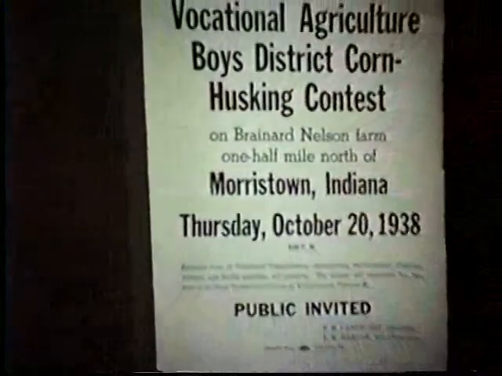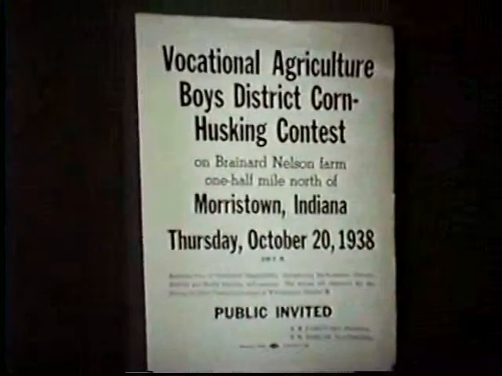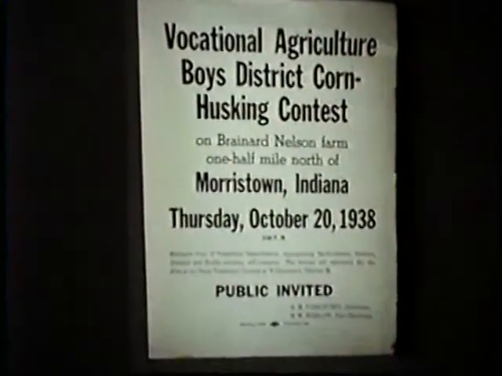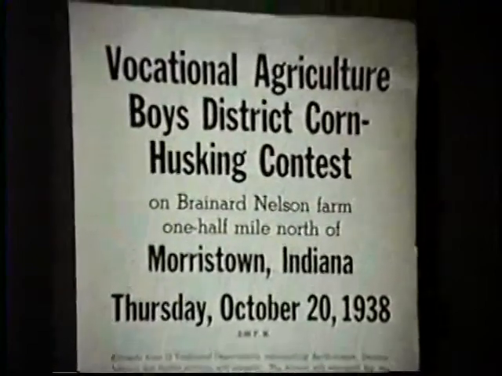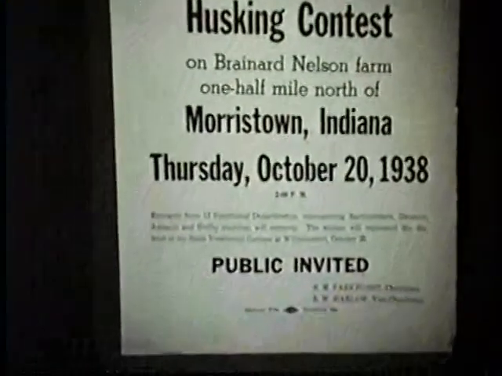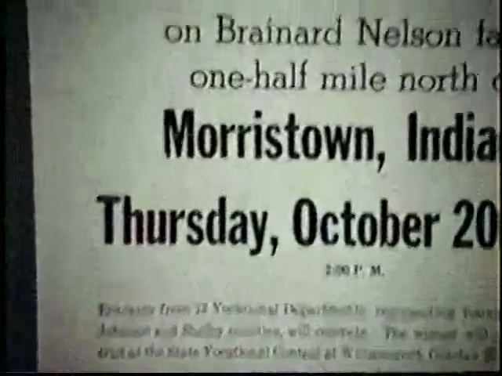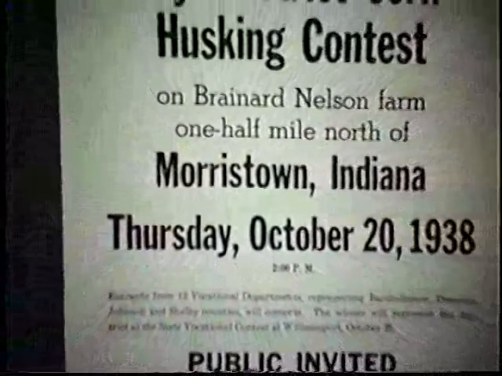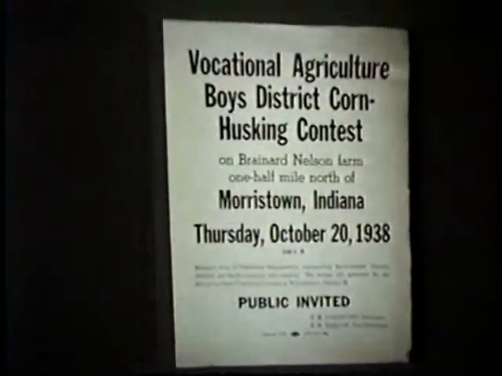This is another phase of the vocational program that came and went. This is an announcement of a district contest involving Bartholomew, Decatur, Johnson, Shelby counties of Morristown in 1928. And note that Nelson Parkhurst, you heard of him, who was on here at Purdue for years, now registrar at Purdue University, is chairman, and Dick Harlow, one of our local teachers out here on the county school board, was chairman.